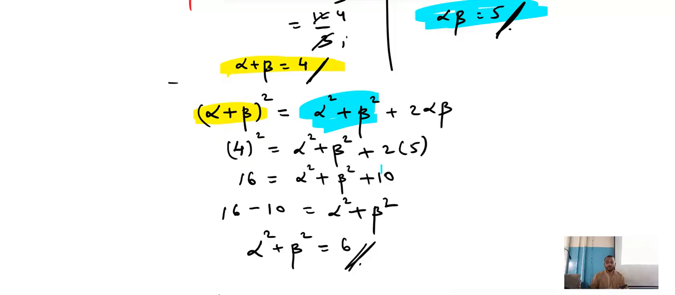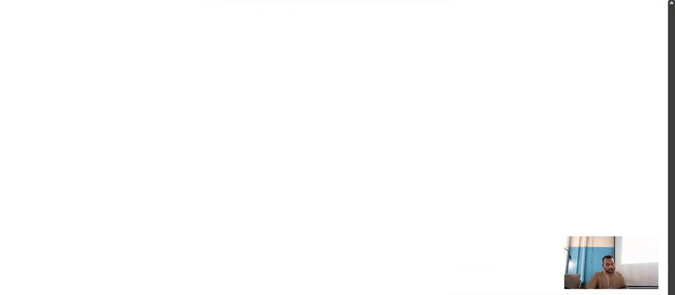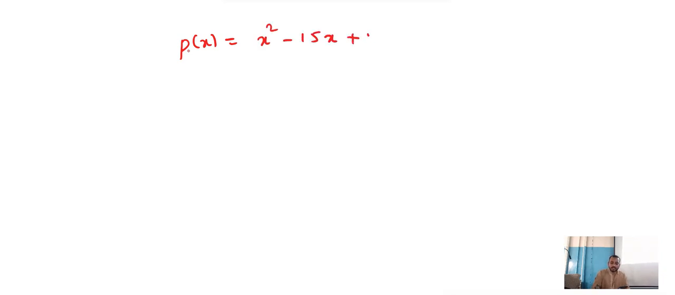Understood? Very good. Take on the next problem. Find the zeros. Next question. Find the zeros of the polynomial p of x equals x square minus 15x plus 50. They are asking only to find the zeros. That's it. Not verification. You know, right? Factorization method. First term and last term you have to multiply, splitting the middle term. Yes, you can try. Good. Next question.